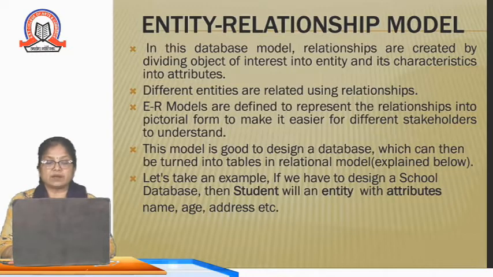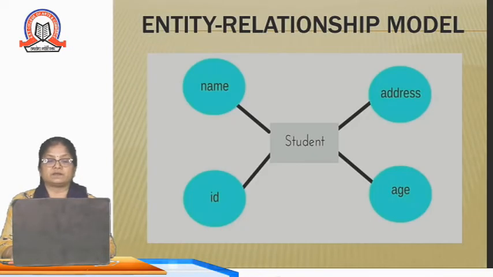Let's take an example. If we have to design a school database, then student will be an entity with attributes name, age, address, etc. You can see this is the diagram of the student entity. It has 4 attributes: name, ID, address and age.